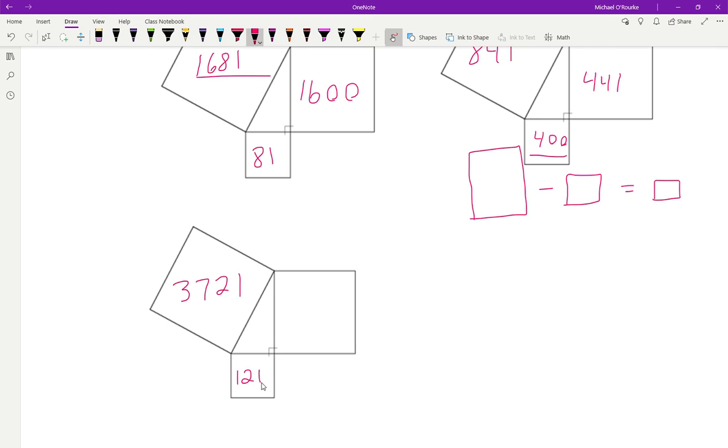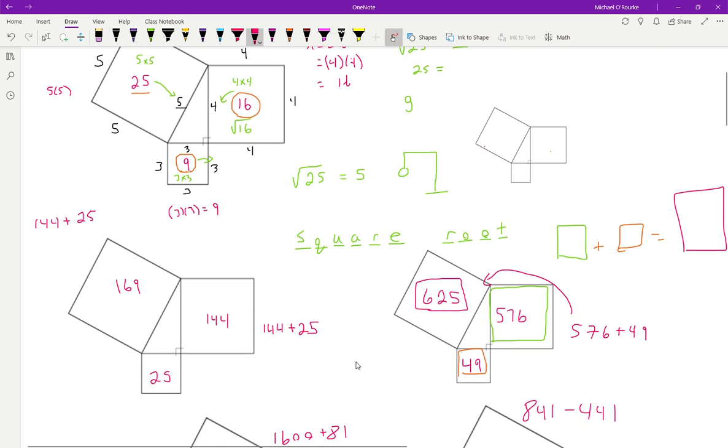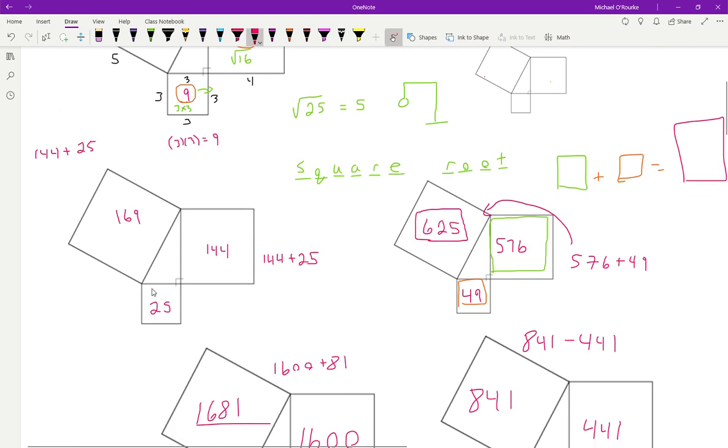Okay, on the count of 3, you can press enter. 1, 2, 3, and away she goes. So the correct answer is 3600, because remember we're going from big to small. So 3721 minus 121 will give us that. Alright. Now let's go to this one.